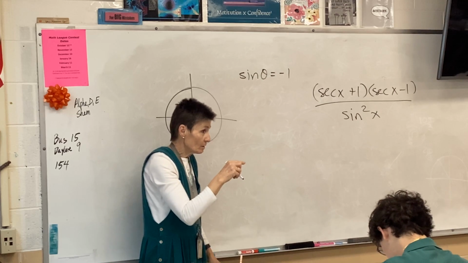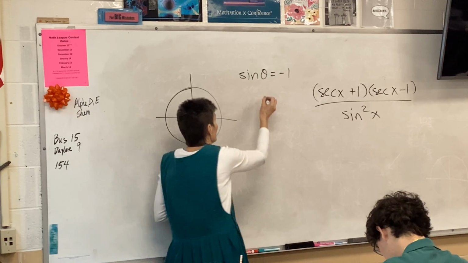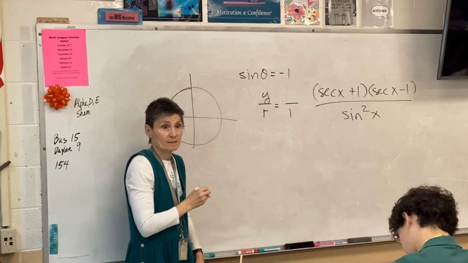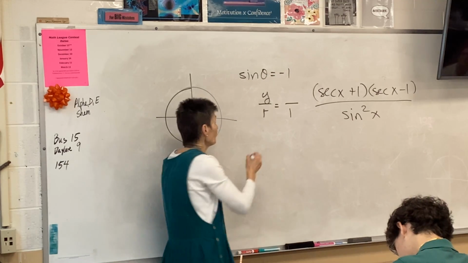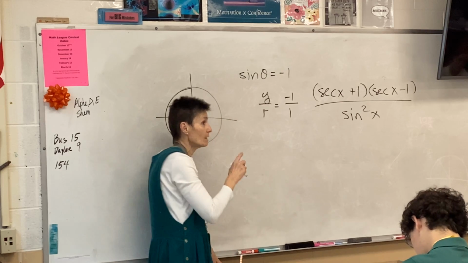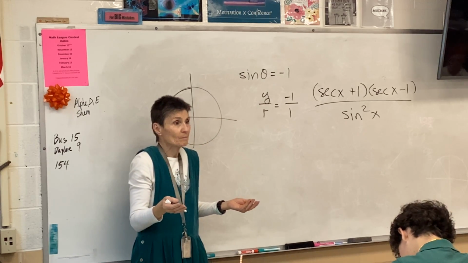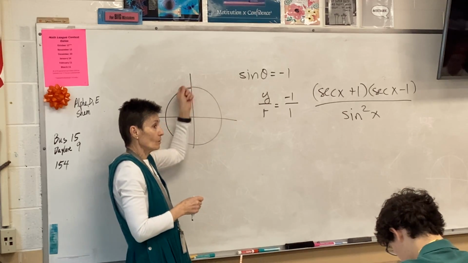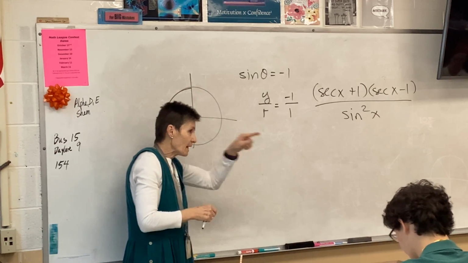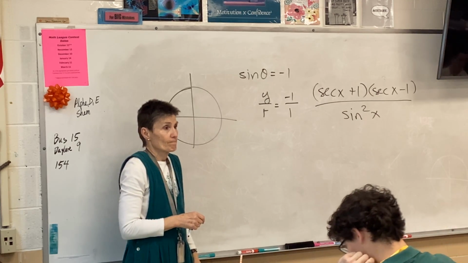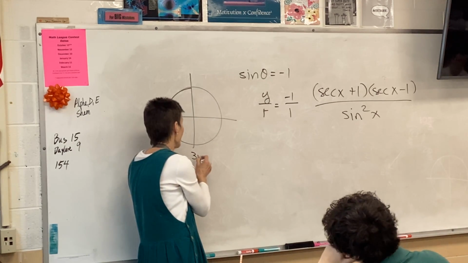Y over R. If we are in the unit circle, isn't our radius 1? So we really just want to know then, where is y -1? Would you agree with that? So around the circle, get that hat on. Where is y -1? Right down here, 3 pi over 2.